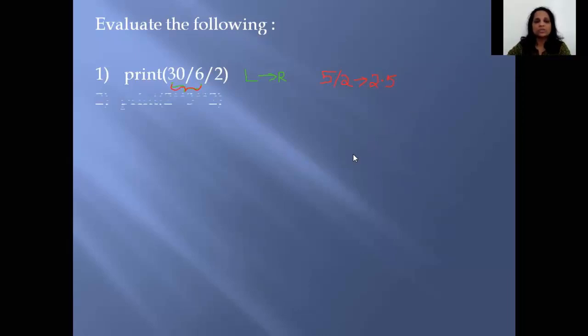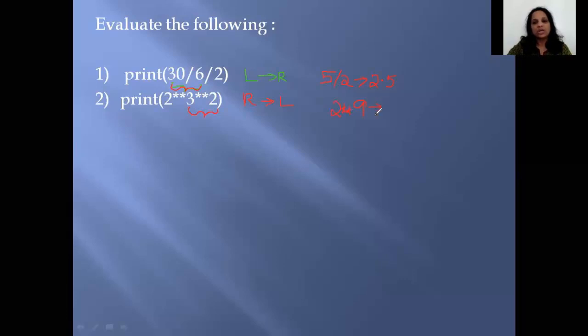Suppose I have another expression as shown here: 2 star star 3 star star 2. Now what did we learn about the exponent operator? The associativity is from right to left. What does that mean? I need to evaluate this part first, because it's not going to be left to right, it's going to go from right to left. So I need to evaluate 3 raised to 2 first. What is 3 raised to 2 going to give me? 9. And then I'm left with 2 star star 9, which means 2 raised to 9.